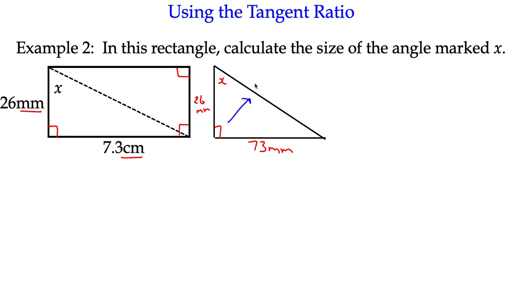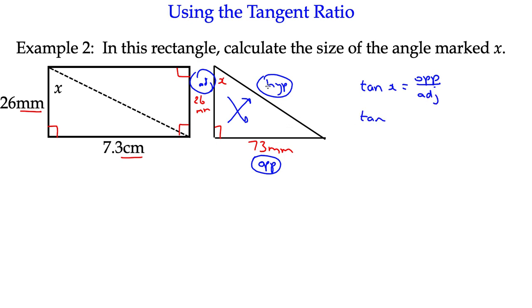So let's name the sides. So I've got the opposite and adjacent to put into my formula, which says that tan x equals opposite divided by adjacent. So put in all my numbers. X this time is x, that's the thing we're trying to work out. Opposite side on my diagram is 73. Adjacent is 26.